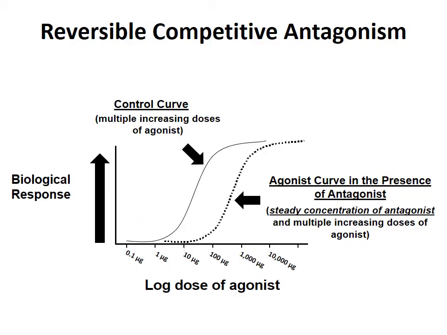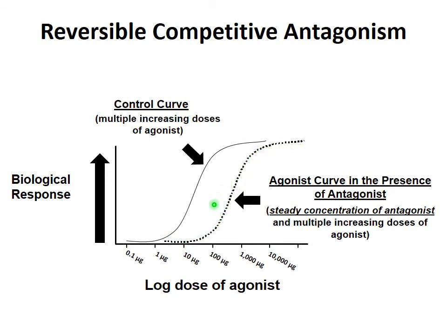So in terms of a graph, it would look like this. Let's go back to starting with our simple control curve. Imagine we don't have any antagonists yet, but we keep giving more and more agonists to some receptor system. The biological response goes up, and then it plateaus, right, at the maximum biological response. Now imagine if we gave the agonist, right, in different doses, different amounts, but in the presence also of an antagonist, just a single concentration though, a single concentration of antagonist and increasing amounts of agonist, it would shift the entire curve to the right.